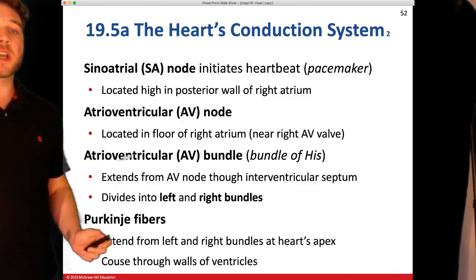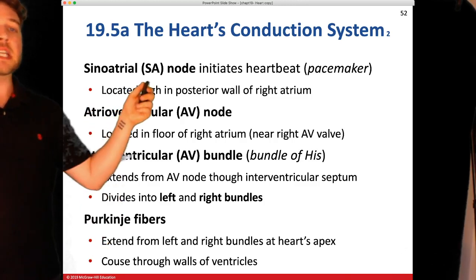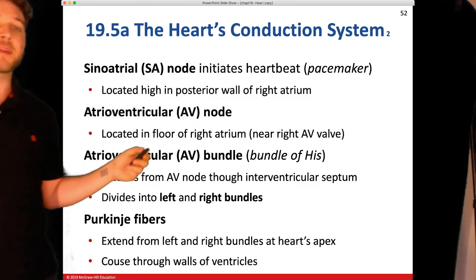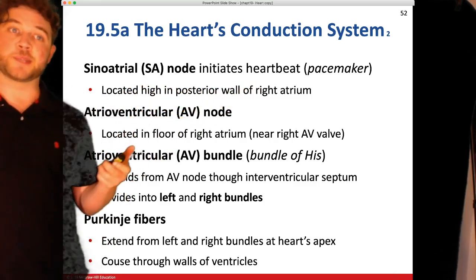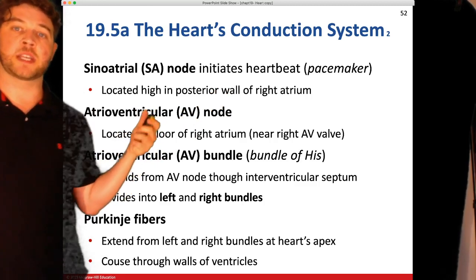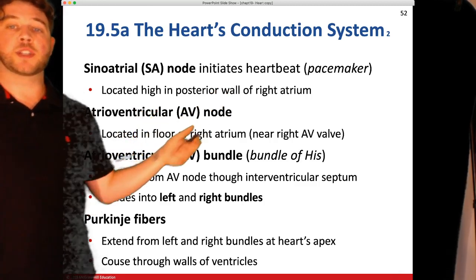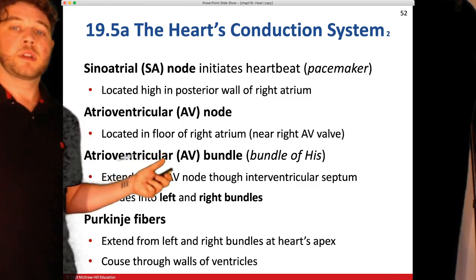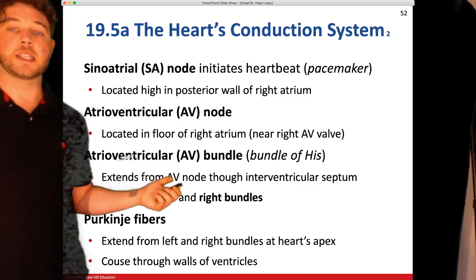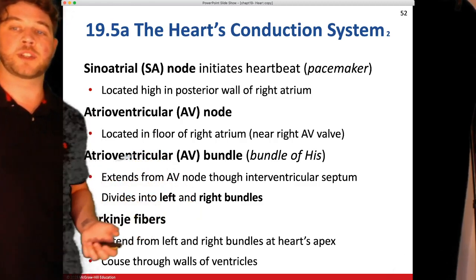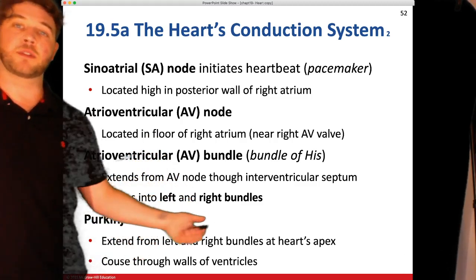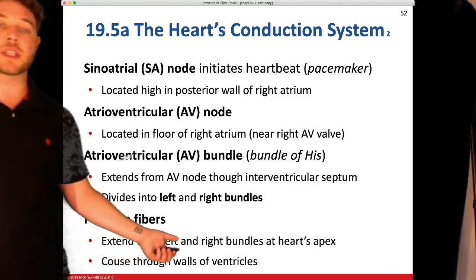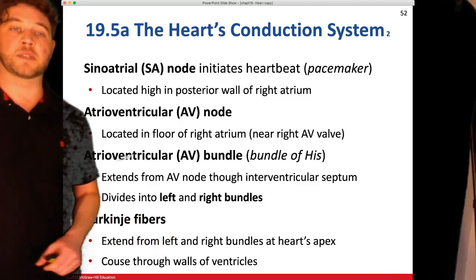These are the components of your conduction system. Your sinoatrial node, your SA node, initiates your heartbeat. It's known as your pacemaker. You can have an artificial pacemaker put in. It mimics the activity of the SA node. The AV node is located in the floor of the right atrium, near the right AV valve. The atrioventricular bundle, the bundle of His, extends from the AV node through the interventricular septum and divides into the left and right bundles. Your Purkinje fibers extend from the left and right bundles at the heart's apex and course through the walls of the ventricle.